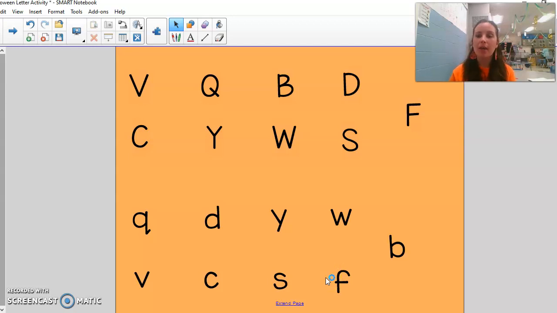I cannot wait to see your papers when you're finished during this Shine Time and see how great you are at matching your uppercase to your lowercase letters.